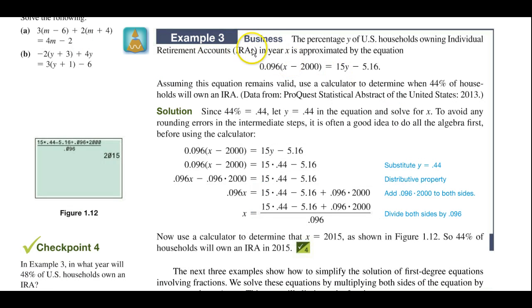Now in example 3, they give us this particular equation. Assume that the equation remains valid. Use a calculator to determine when 44% of households will own an IRA. So our x, we don't know. That will be our time value. But we're going to substitute for y with 0.44 as we convert percent to decimal. So that's what they did.